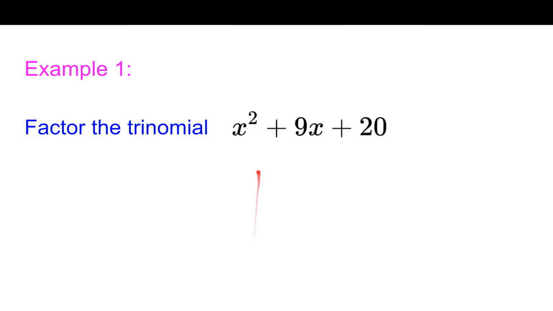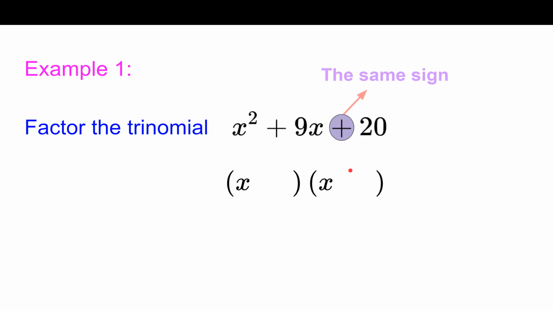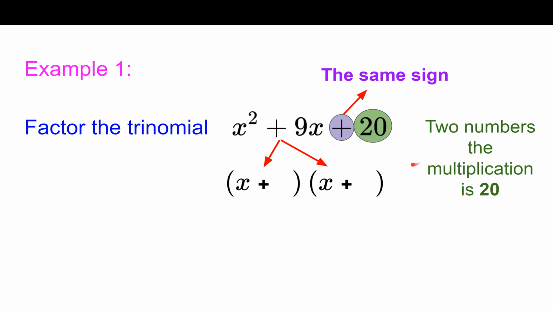Now if we have the trinomial x squared plus 9x plus 20, the first step is to set up the parentheses and put the x's at the front. The second step is to figure out the signs that go after the x. If this is positive, that means the signs are the same, and they're both positive. This number represents the multiplication. What two numbers multiply to 20? We have 20 times 1, 10 times 2, and so on, and the addition is 9 because this is a plus.